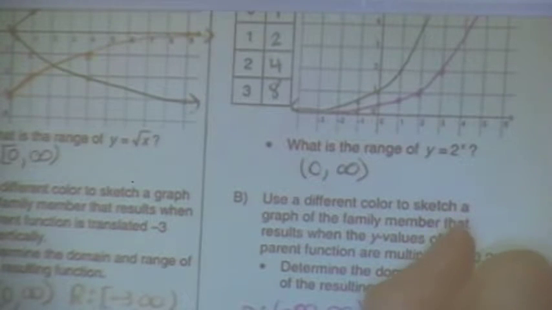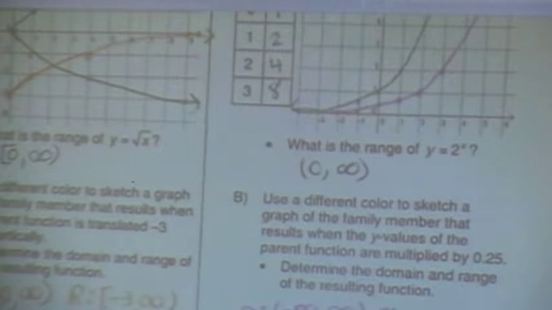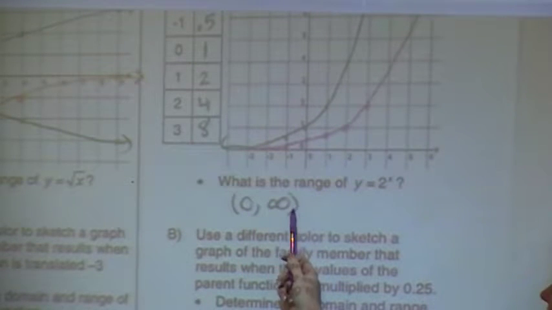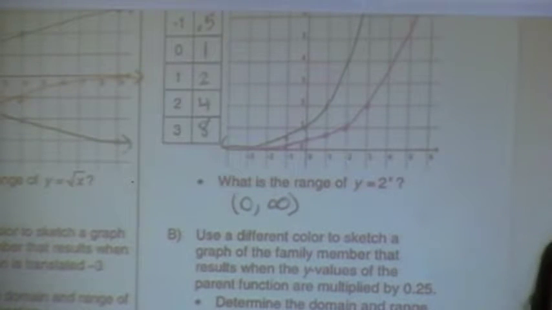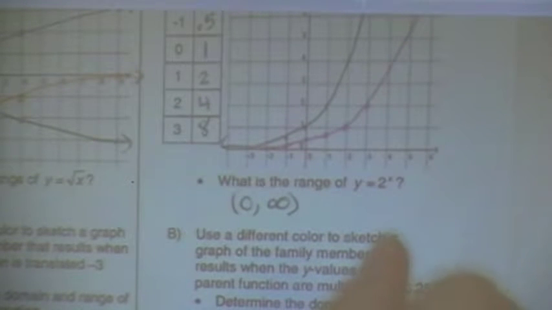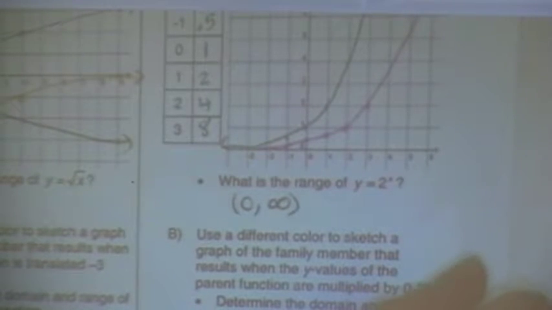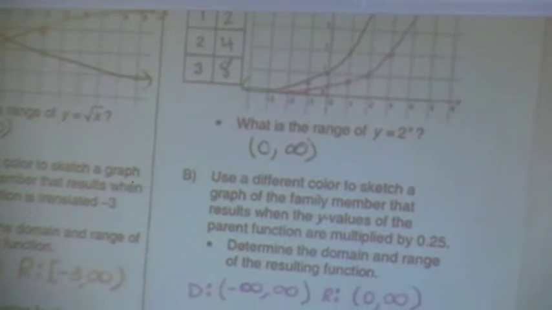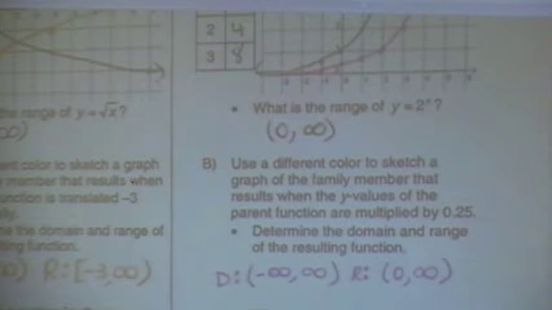We did, however, affect our range. We multiplied by 0.25, but look at your range. It was 0 and infinity. What happens if I multiply 0 by 0.25? It's still 0. So your range is still 0 to infinity. What we just did was we multiplied every y value by 0.25. We did not touch the x value.